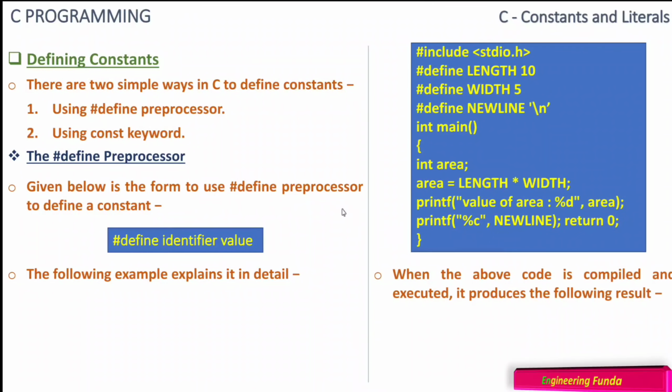When the above code is compiled and executed, it produces the following result. Value of area is %d. Now %d will take up this area value, and area is length into width, and length is 10 and width is 5. So 10 into 5 is 50. That is stored in area and it is getting printed. And then there is a new line here, so that will take me to another line.